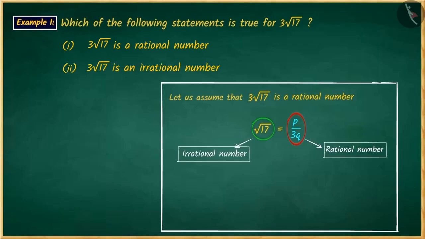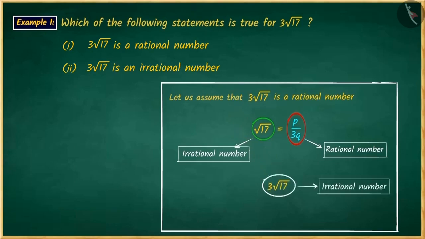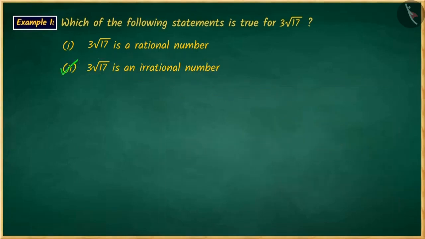This contradiction was caused due to our misconception, because we considered the square root of 17 as a rational number. Therefore, 3 square root of 17 would also be an irrational number. Hence, option 2 is the correct answer.